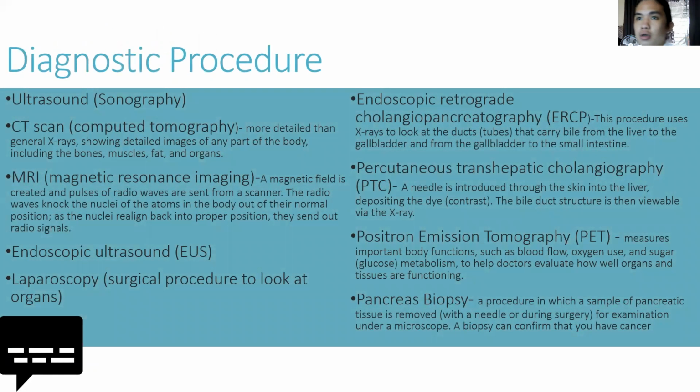So, diagnostic procedures: ultrasound, CT scan. CT scans are more detailed than general X-rays, showing more detailed images of any part of the body, including the bones, muscles, fats, and organs. MRI, endoscopic ultrasound, laparoscopy, endoscopic retrograde cholangiopancreatography, percutaneous transhepatic cholangiography, positron emission tomography, pancreas biopsy. So these are the diagnostic procedures.